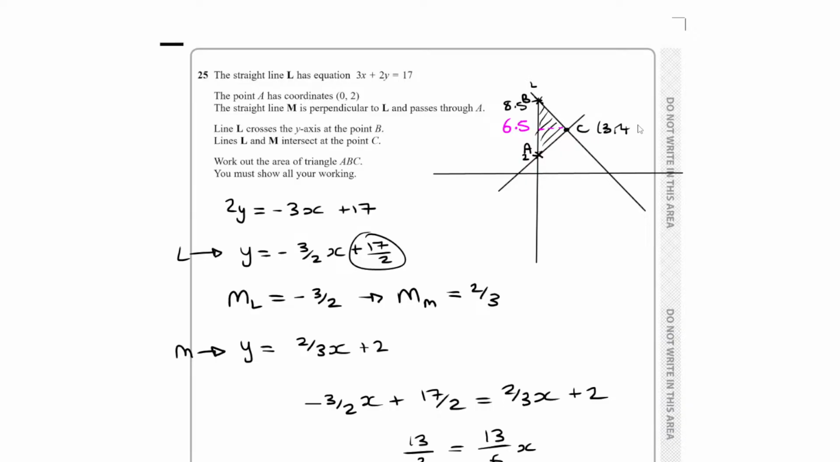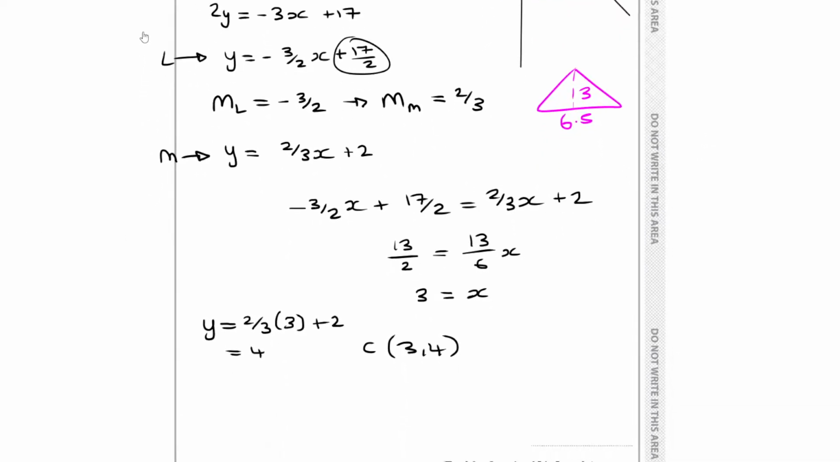So if this is 3, 4, then obviously the height is 4, but I don't really care about the height. What I care about is the distance there from 0, which is 3. So do you see how now my triangle, if I draw it this way round, the base is 6.5, the height is 3. So now I just need to work out the area of the triangle. That bit's easy. It's just figuring out the coordinates in the first place, isn't it?